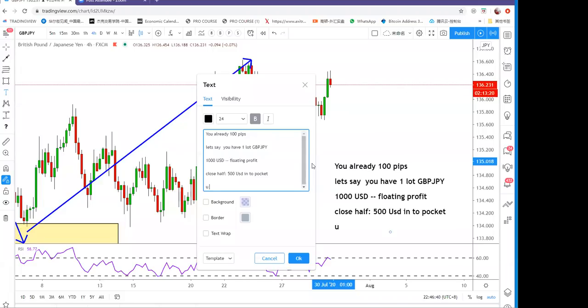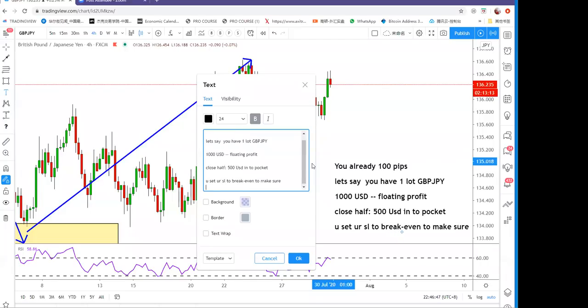And you set your stop loss to break even, to make sure the second half won't lose any money. By doing this, you actually have a risk-free trade of 0.5 lots of sterling yen, which you can set a target for, like 150.